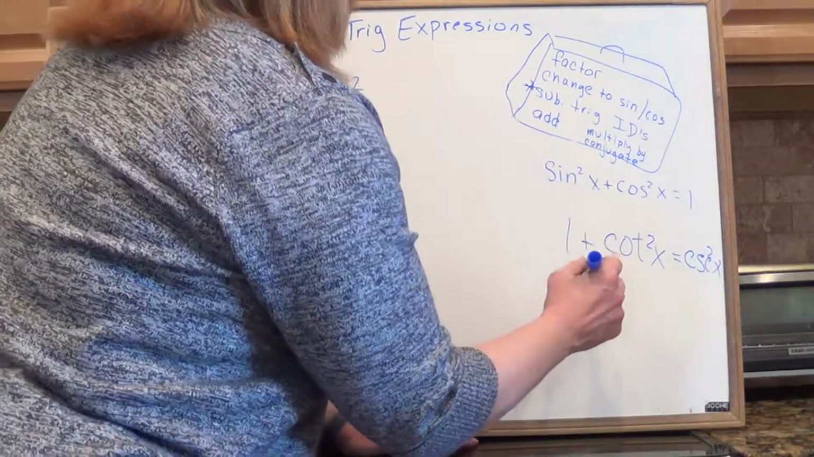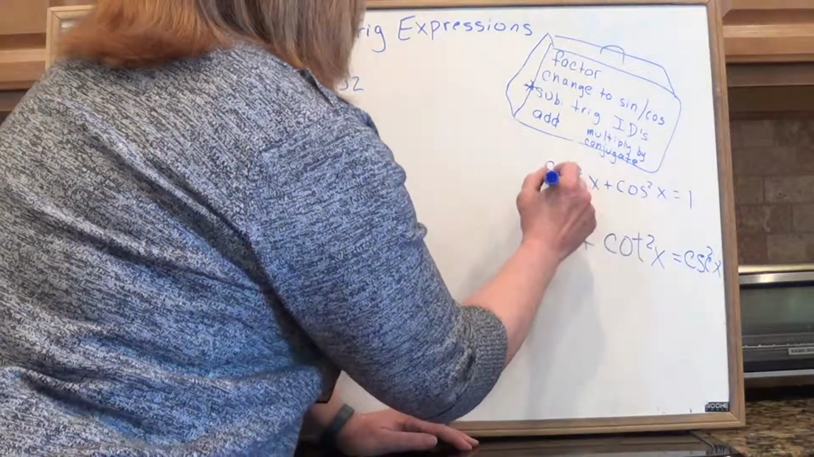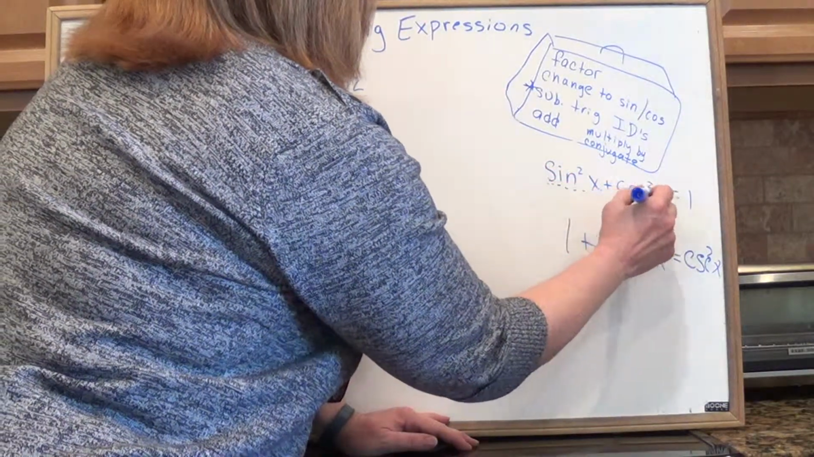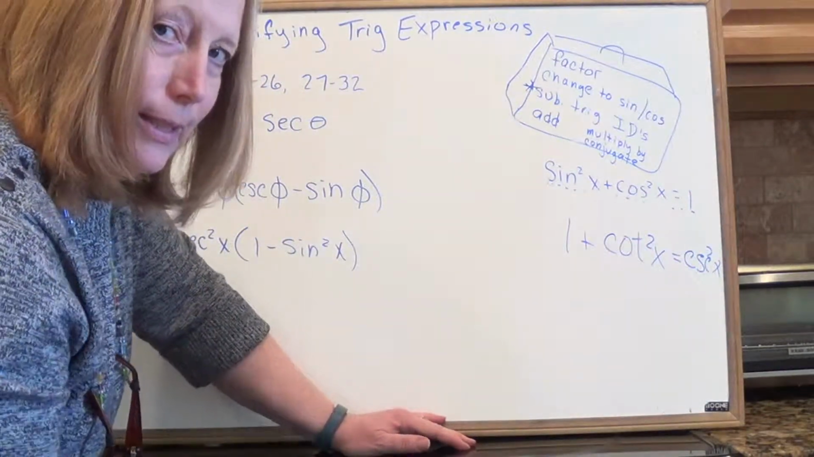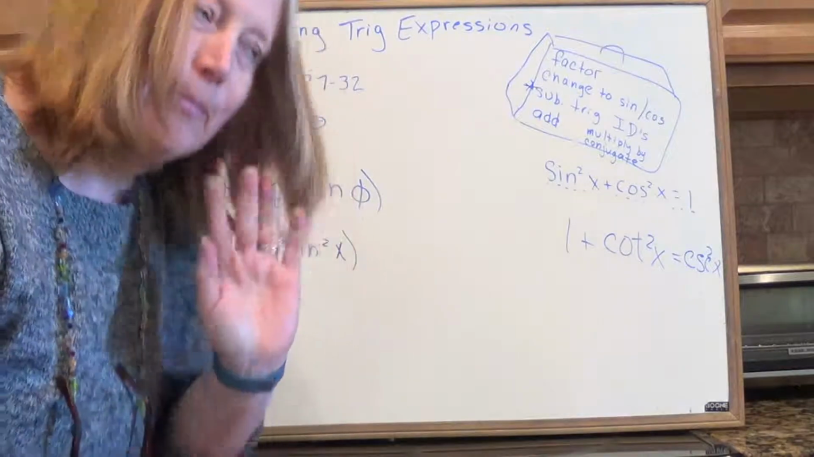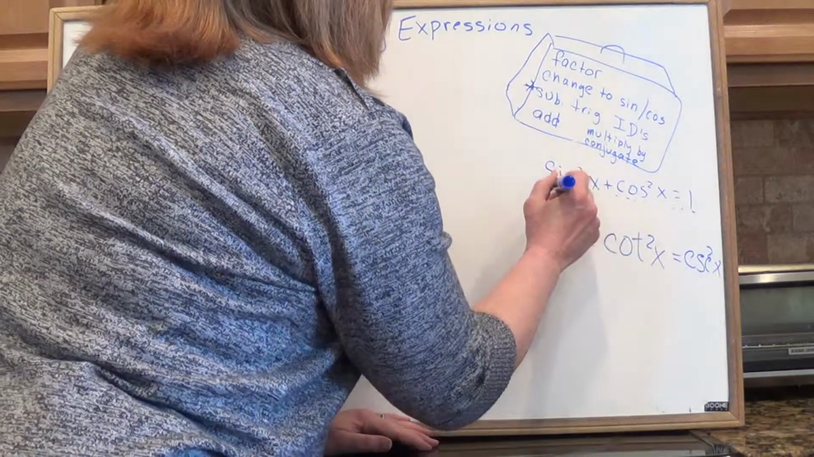Now how do I get the other Pythagorean ID? In my mind, I divide each of these this time by, you want to guess? Say it a little louder. It is cosine squared.